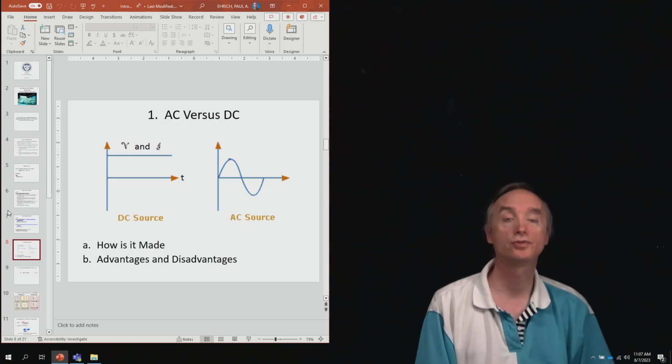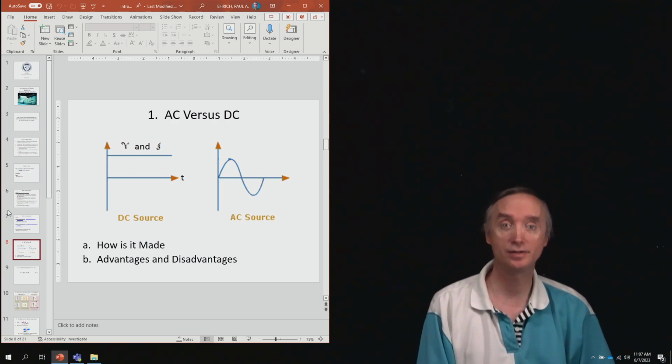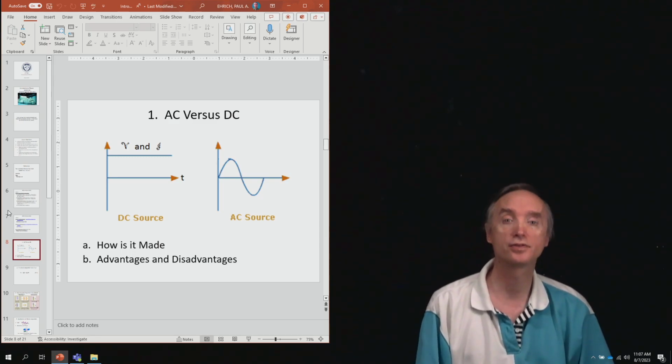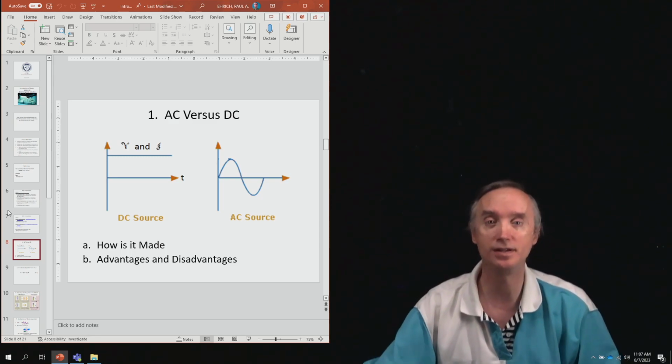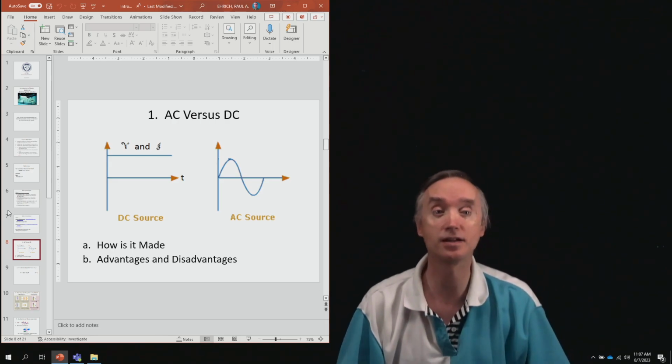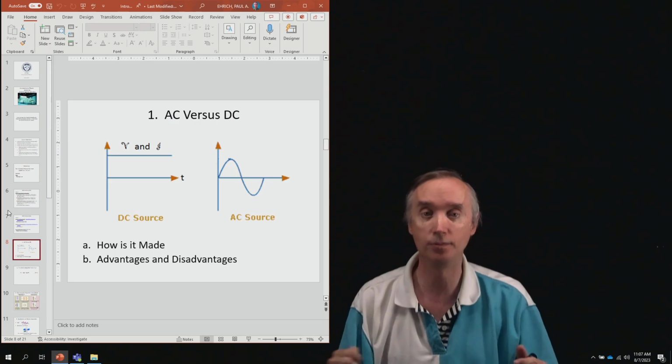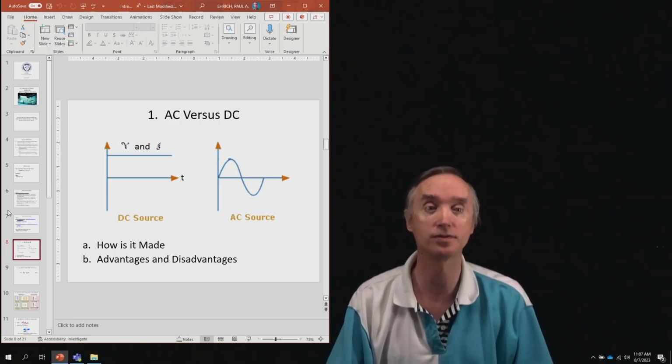Okay, now we want to talk about the difference between AC and DC. So AC is going to stand for alternating current, and DC is going to stand for direct current. And so let's first talk about DC, direct current, because that's what we've basically been doing all along in here, is only been using DC electricity.